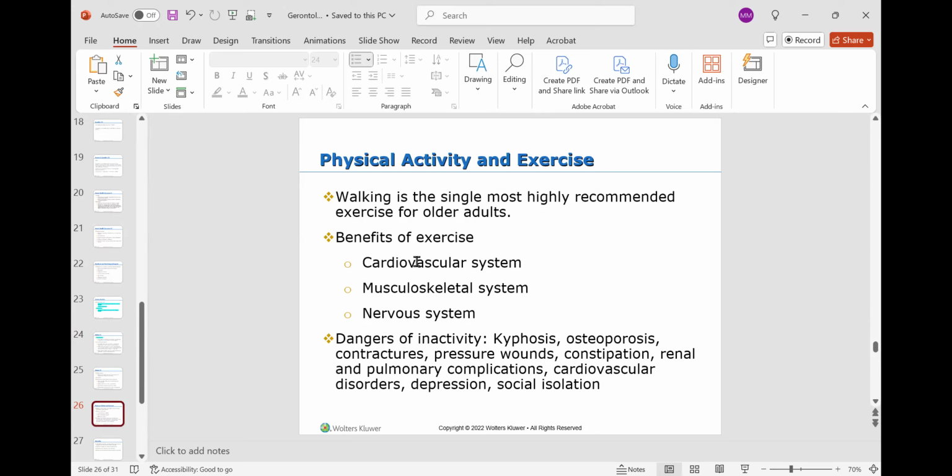So what can happen if you don't get exercise when you're older? Kyphosis. You ever see the old ladies like this? Oh my God, stand up. Luda said it, stand up. Osteoporosis, pathological fractures. All you have to do is make a move, break a bone, right? You don't want that. Contractures.